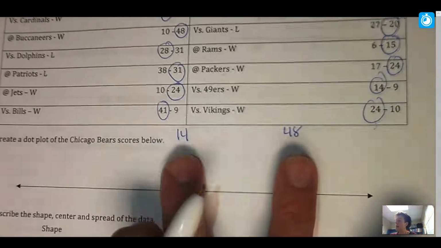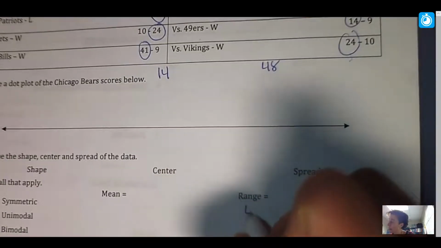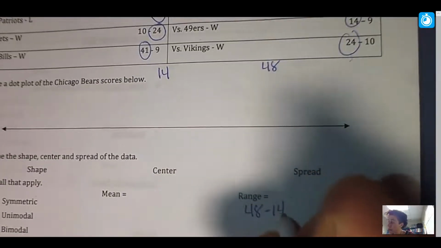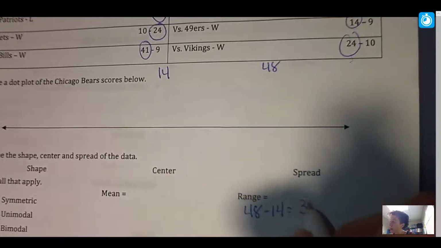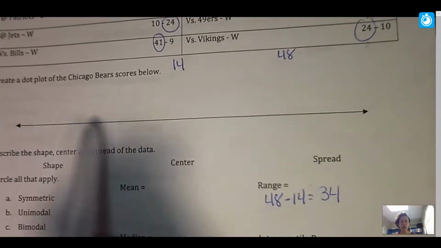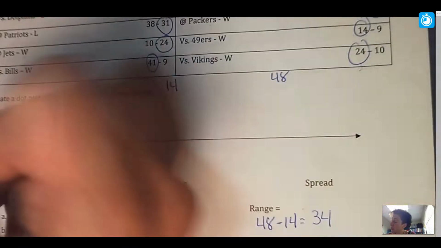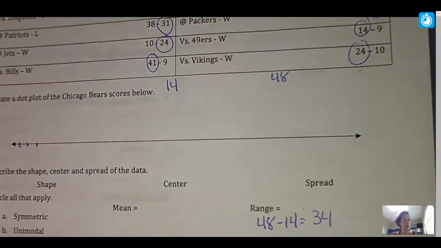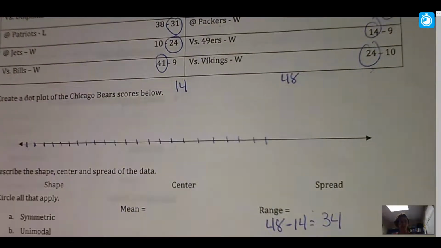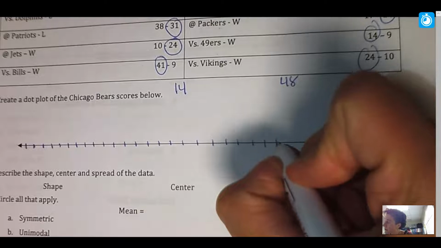So as far as that range goes, which is a question down here, I would take 48 and I would subtract 14. And when I do that, I get 34. So could I get 34 numbers here? I think I can. So let's start with 14 here, 15, 16. So I'm going to pause and make those little dots. All right, I have way more space than I need.